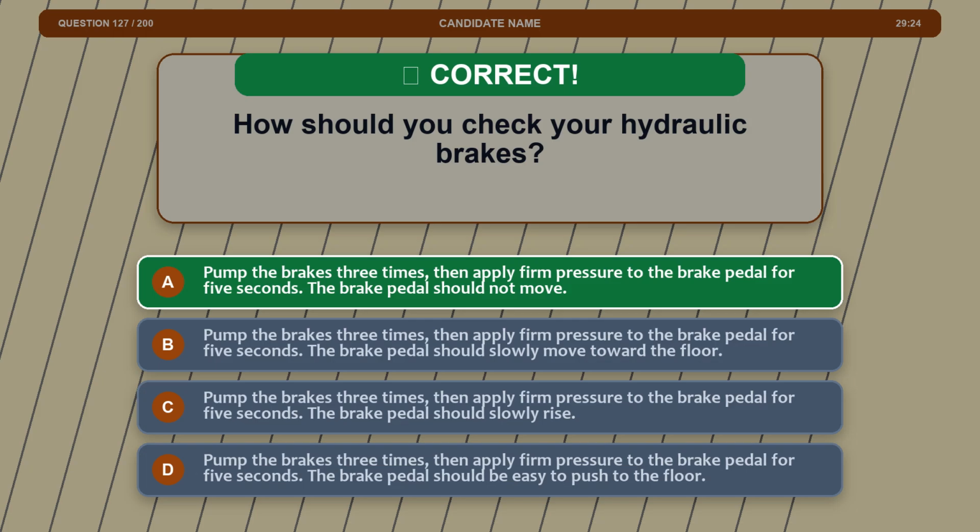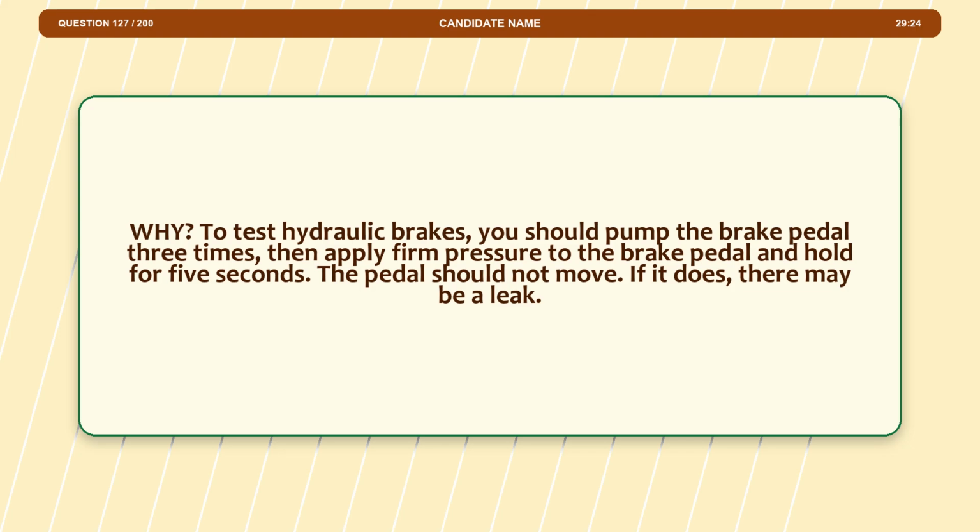The correct answer is option A. Pump the brakes 3 times, then apply firm pressure to the brake pedal for 5 seconds. The brake pedal should not move. Explanation. To test hydraulic brakes, you should pump the brake pedal 3 times, then apply firm pressure to the brake pedal and hold for 5 seconds. The pedal should not move. If it does, there may be a leak.